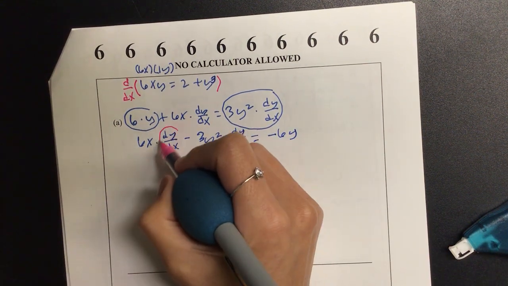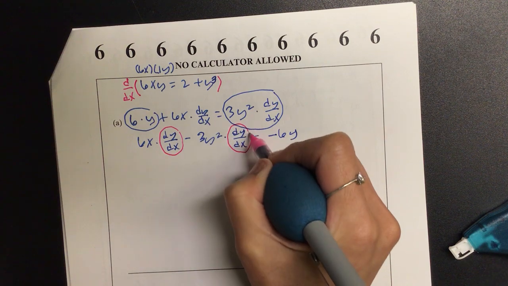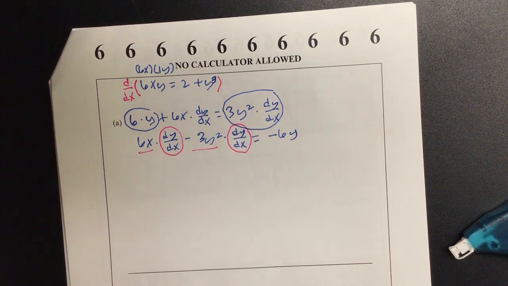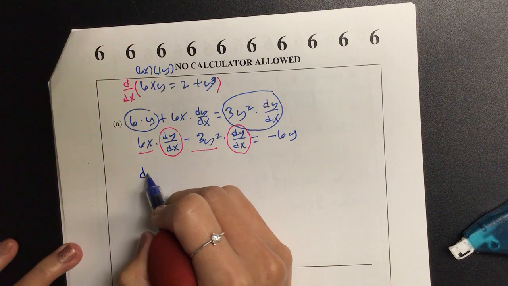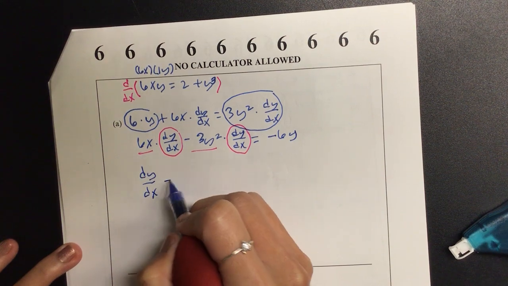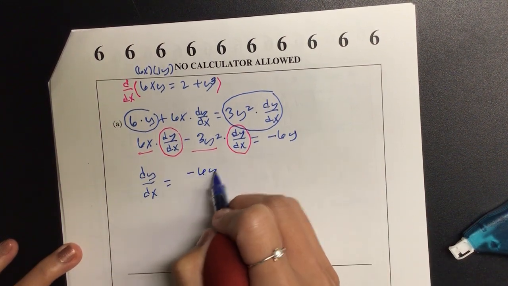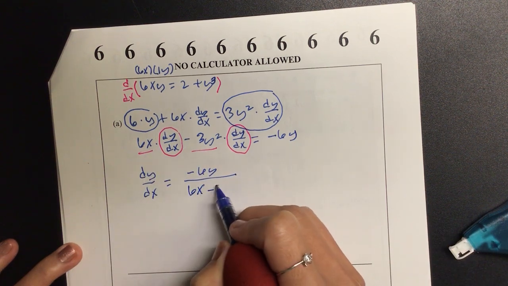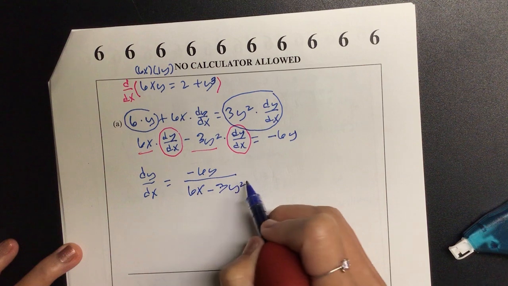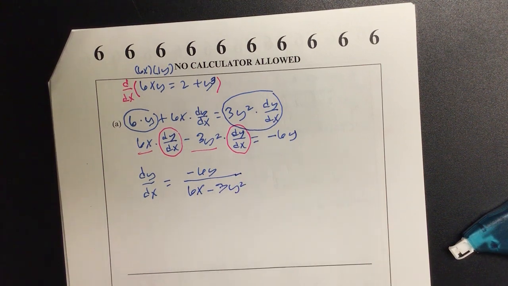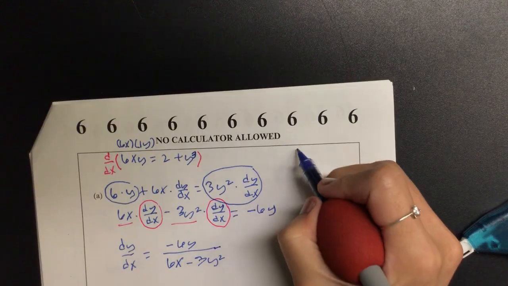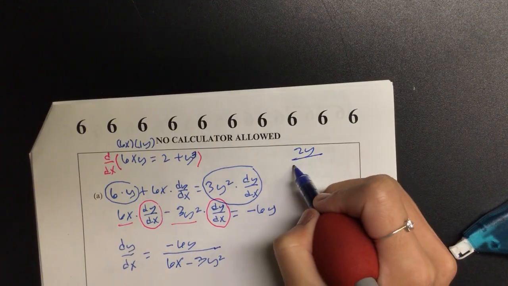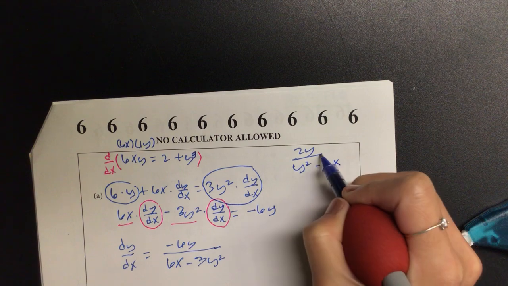Now I'm going to go ahead and factor this out and divide it by the coefficient, and that I'm going to do in one go. So dy over dx is equal to, I already have minus 6y on top. On the bottom is my coefficients, 6x minus 3y squared. And then I need to try to get to what they wanted. So what they wanted was 2y over y squared minus 2x.